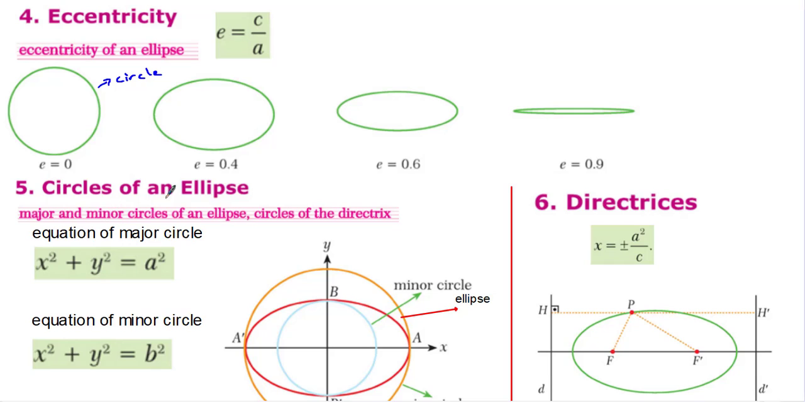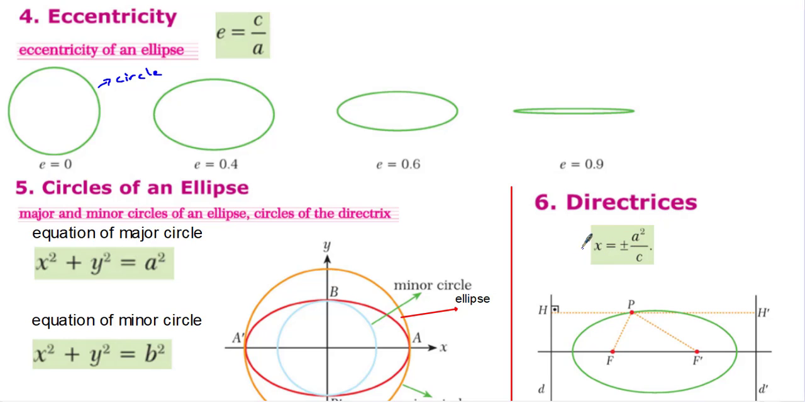Okay, the circles of an ellipse, the major and minor circles. The major circle is x squared plus y squared is equal to a squared. This is the major circle. And this minor circle, x squared plus y squared is equal to b squared. This is the minor circle. And what is the directrix?